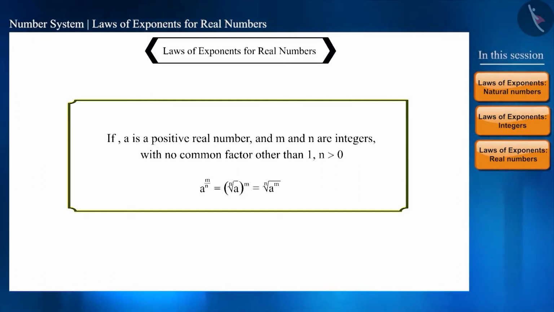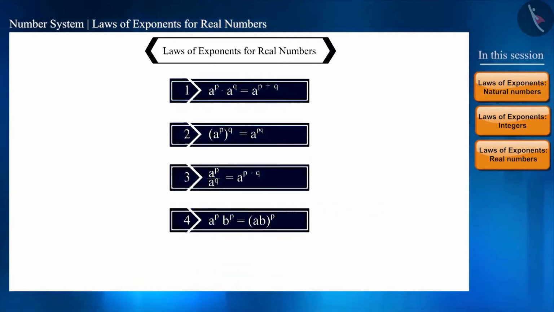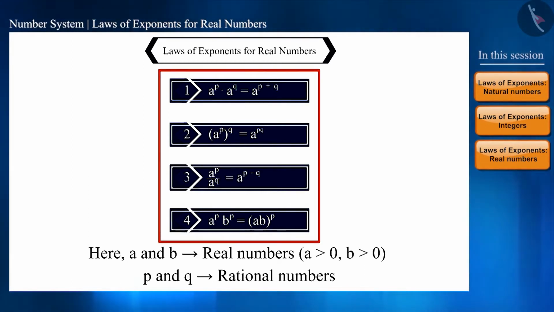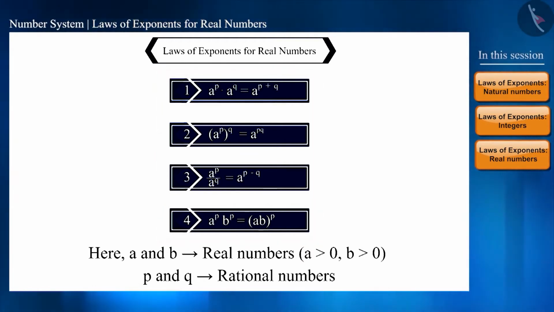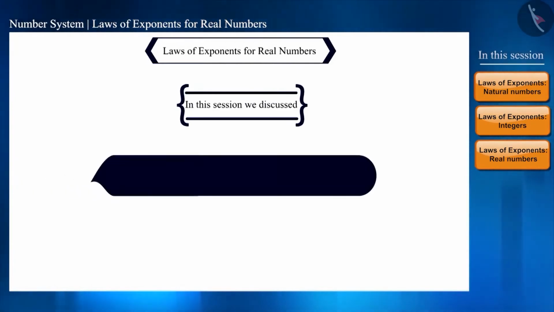Now we can define the laws of exponents as follows: if a and b are positive real numbers and p and q are rational numbers, then these laws will be something like this. Here all the laws remain the same and will be applicable in the same manner as we do for natural numbers. So that's it for today. In this session, we have discussed the laws of exponents for real numbers.